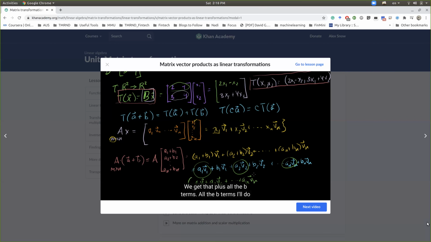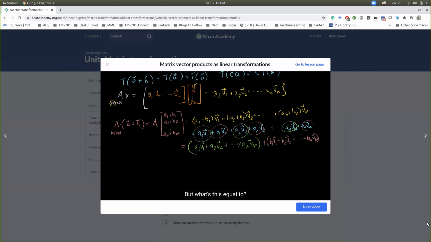We get that plus all the b terms. All the b terms I'll do in this color. So plus b1 times v1 plus b2 times v2 all the way to plus bn times vn, that's that guy right there, is equivalent to this statement up here. I just regrouped everything, which is of course equivalent to that statement over there.